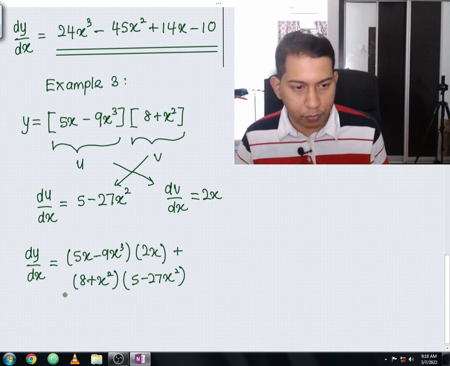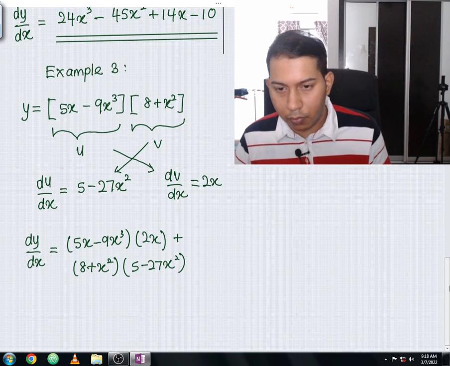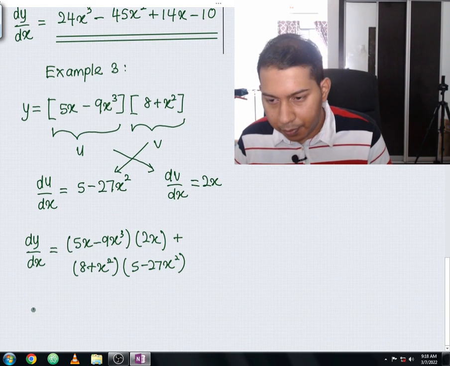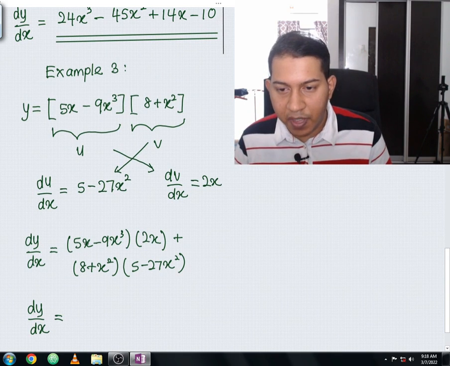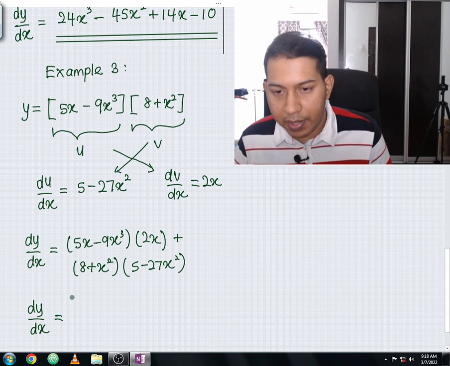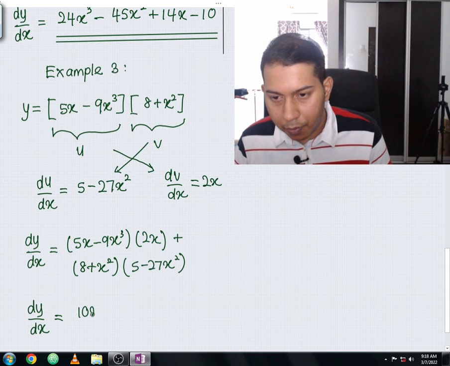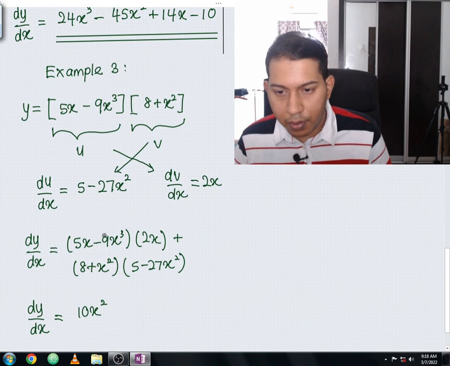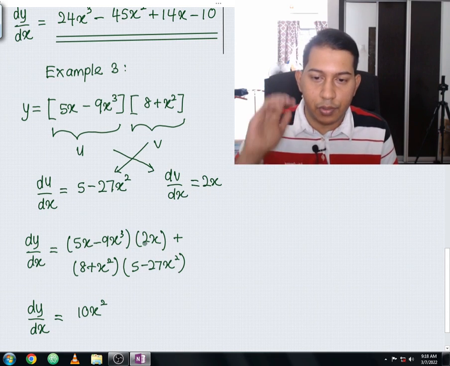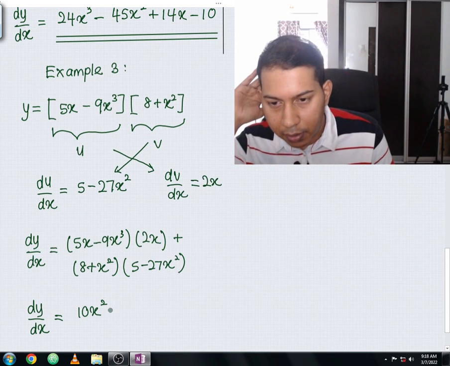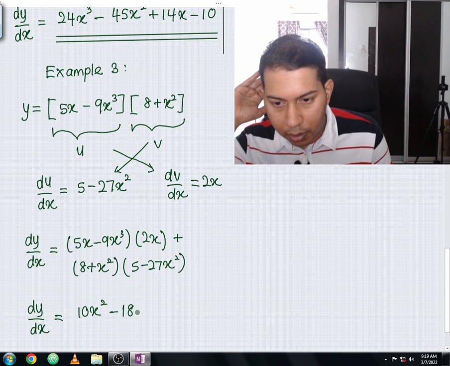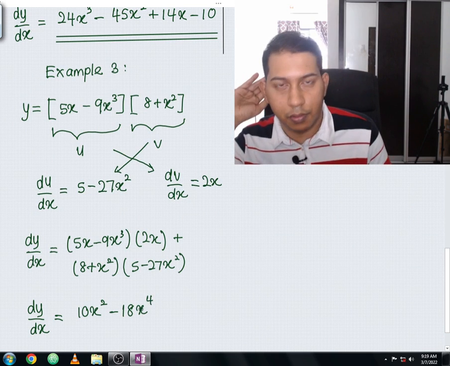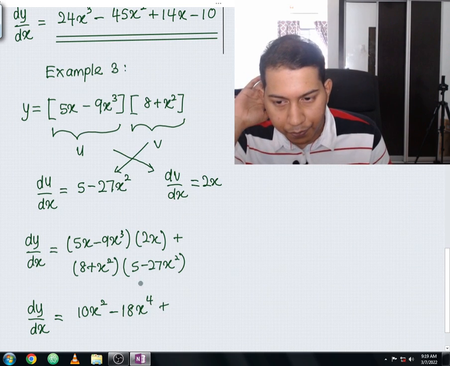Okay, so let us perform the expansion. So from here, 5x times 2x, you get 10x squared. So negative 9x cubed times 2x, from here you get negative 18x to the power of 4. Okay, plus, let us solve this one by one.